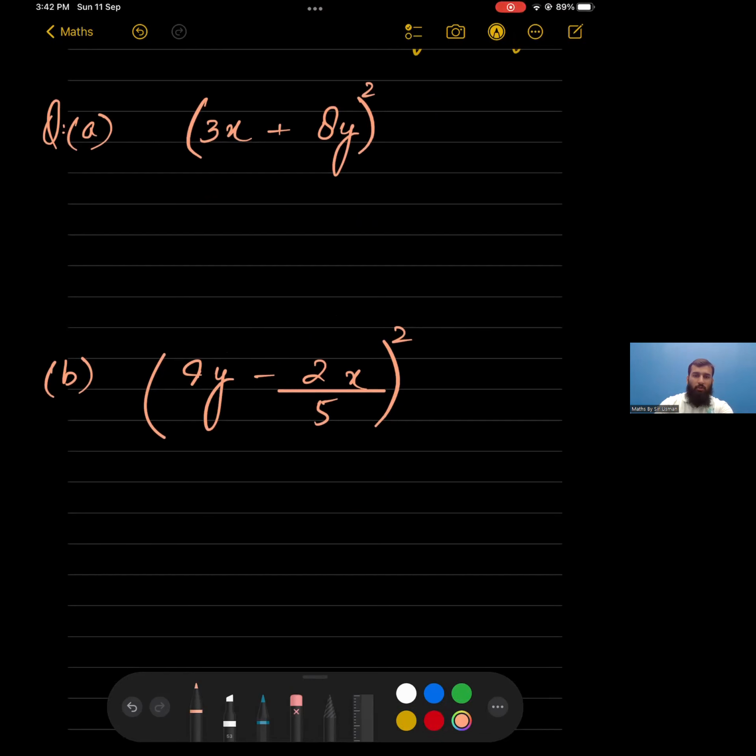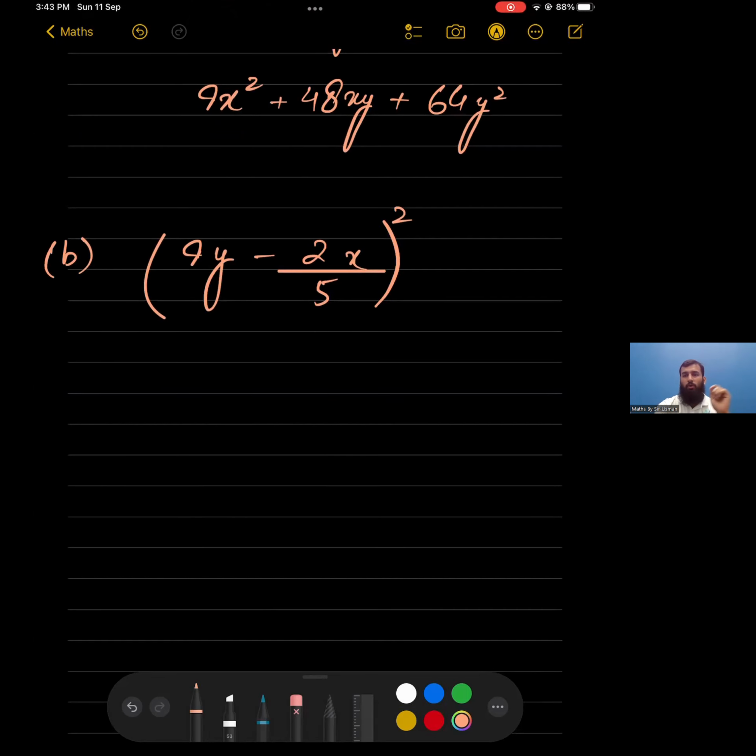Okay, so Ahmed has got the answer already. It's 9x square plus 48xy plus 64y square. All of you should also confirm if you are getting the same answers or not. Okay, perfect. So since every one of you is getting the same answer for the first one, we'll now jump on to the second question, which is 9y minus 2 over 5x whole square. Solve this cautiously and let me know the answers once you are done.